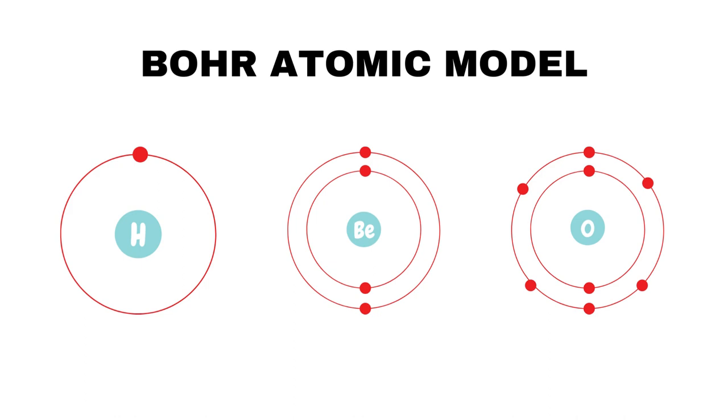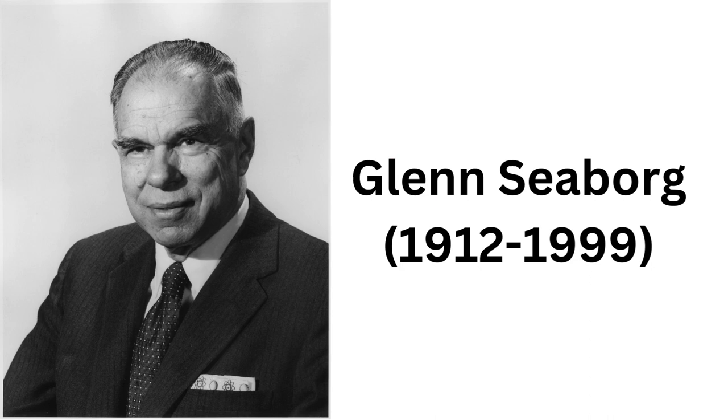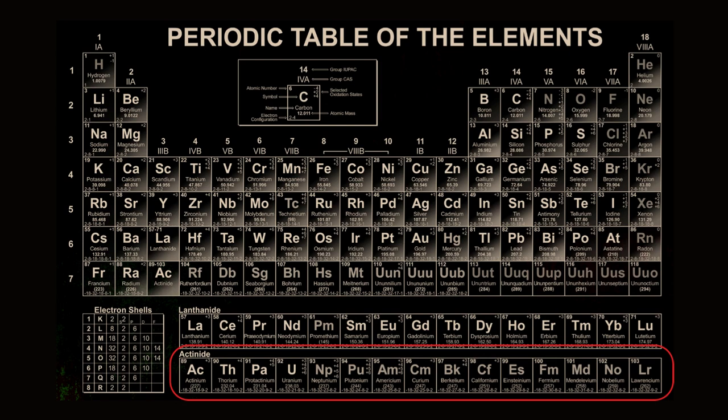In 1945, American chemist Glenn Seaborg proposed a new series of elements called the actinides, which are radioactive and have very high atomic numbers. He placed them below the lanthanides, another series of elements that were previously separated from the main body of the periodic table. He also rearranged some elements based on their nuclear structure and chemical properties.